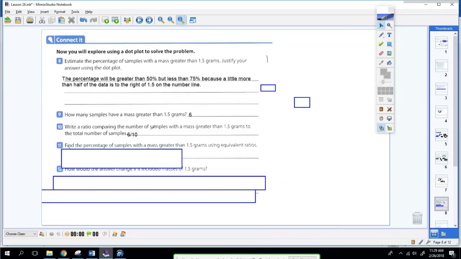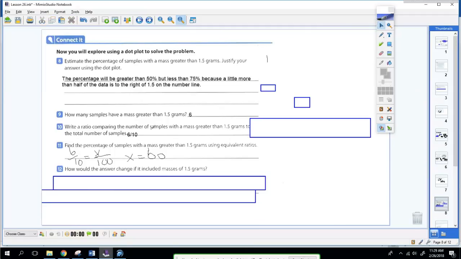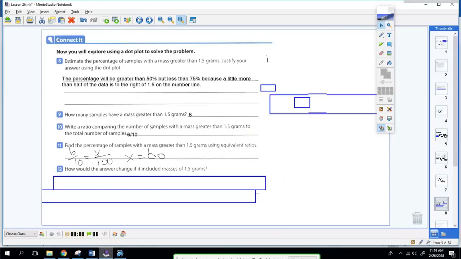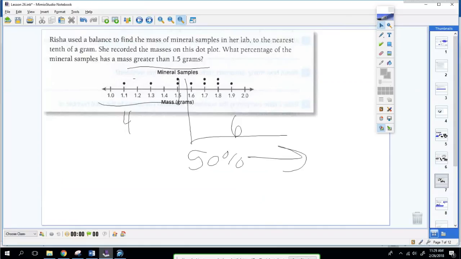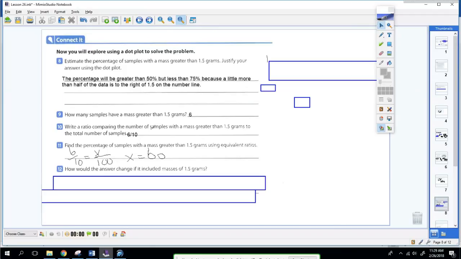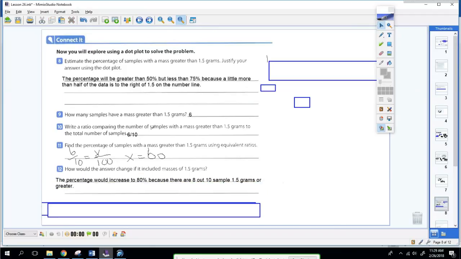To find the percentage of samples with a mass greater than 1.5, we set up a proportion. 6 over 10 is equal to x over 100, because that's 100%. When you cross multiply and divide, you get 60%. How would the answer change if you included the 1.5? If I included 1.5, that would add 2 more, so I'll have 8 samples. So the percentage would increase to 80%, because there are 8 out of 10 samples 1.5 grams or greater.